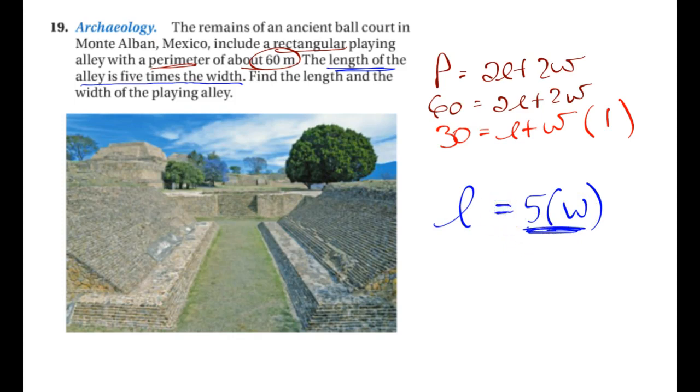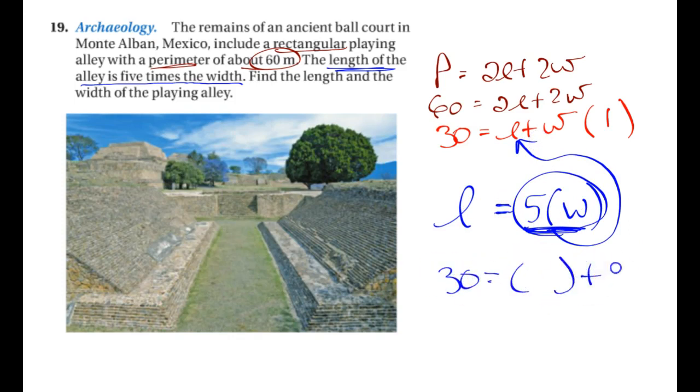So again, looks like I have a pretty good substitution. If L is 5W, I'm just going to plug that in right here for L. So instead of writing 30 is equal to L plus W, I'm going to replace L with parentheses like I've done the entire lesson. And then in here goes the 5W. That gives me 6W's is equal to 30, so the width better be 5.